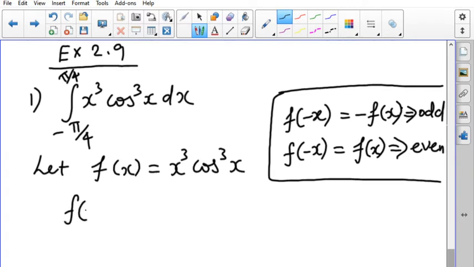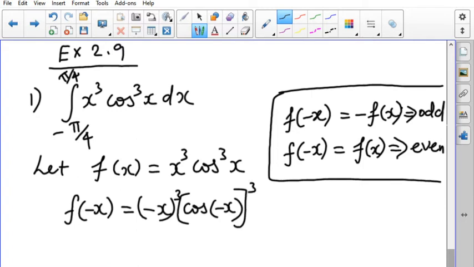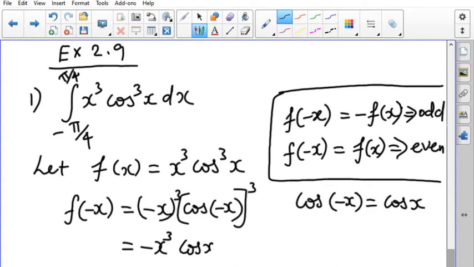So let us substitute minus x. Always in a trigonometric function, when you substitute minus x and there is a power, we should take the whole to the power. So minus x the whole cube is minus x cube. Cos of minus x is cos x, isn't it? Because it is an even function. So we can write this as cos x the whole cube.